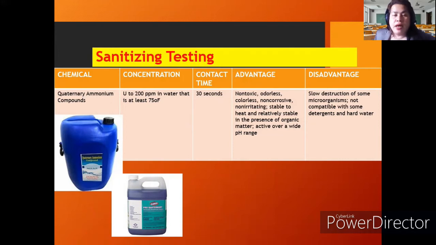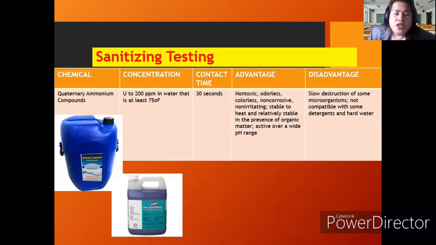Same with yung ating iodine, in terms of contact time, 30 seconds din na dapat nakababad yung mga isa-sanitize natin doon sa sanitizing solution ng quaternary ammonium compounds. Okay, para again, sabi ko nga, para masabi natin na totally wala nang any germs or bacteria doon sa mismong surfaces ng mga utensils na ginagamit natin.